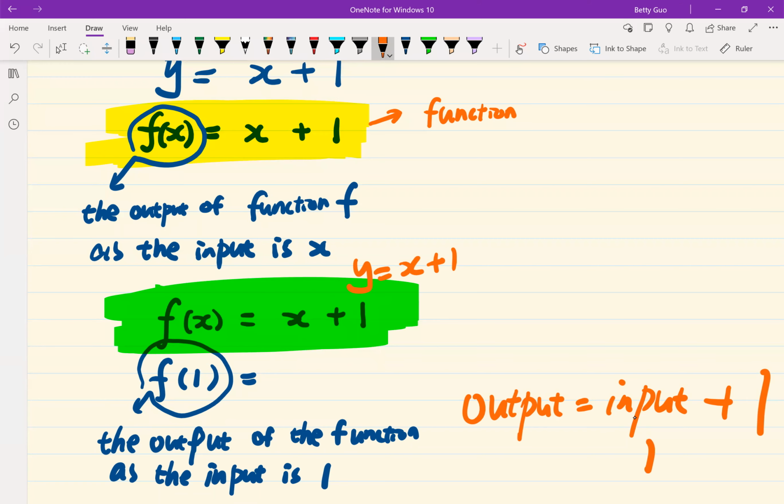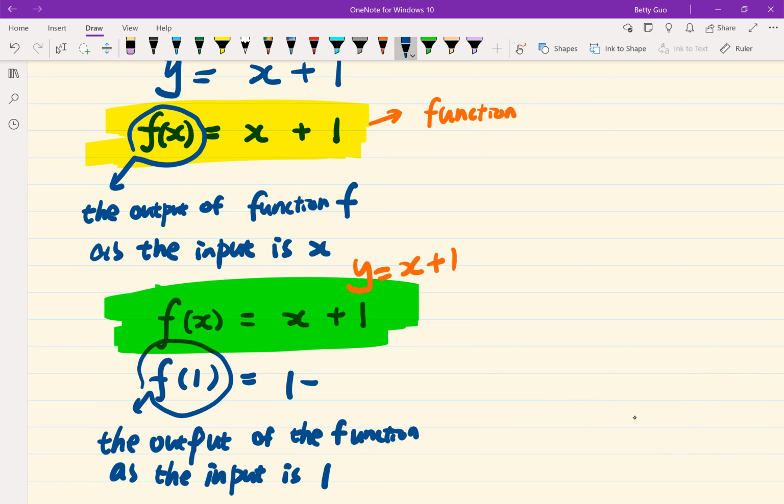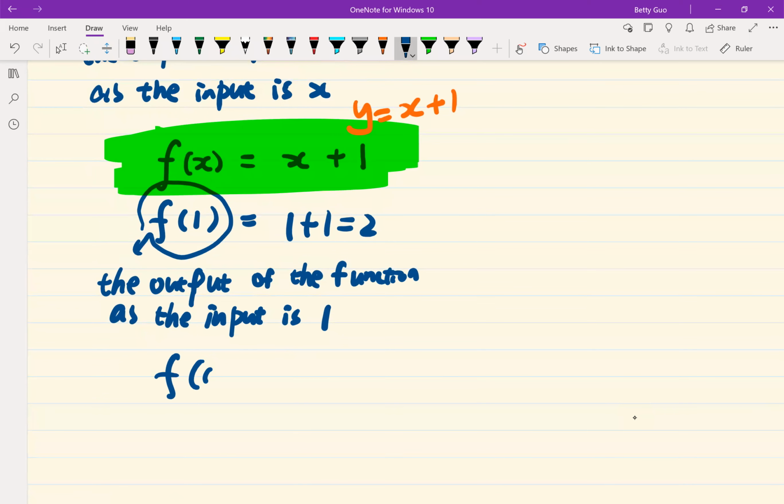When the input is number 1, what is the output? 2. Awesome, exactly. You guys see that? Very good. When the input is 1, the output is 1 plus 1 equals 2. Awesome. Tell me what is f of 0?